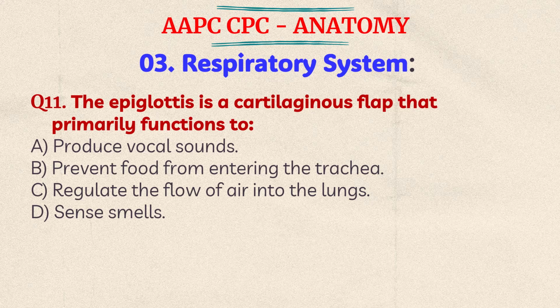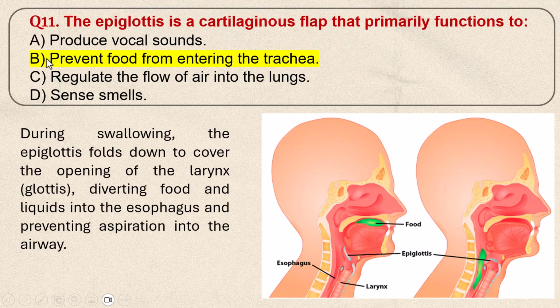Question number 11. The epiglottis is a cartilaginous flap that primarily functions to A. Produce vocal sounds. B. Prevent food from entering the trachea. C. Regulate the flow of air into the lungs. D. Sense smell. Think the answer. Correct answer is B. Prevent food from entering the trachea.